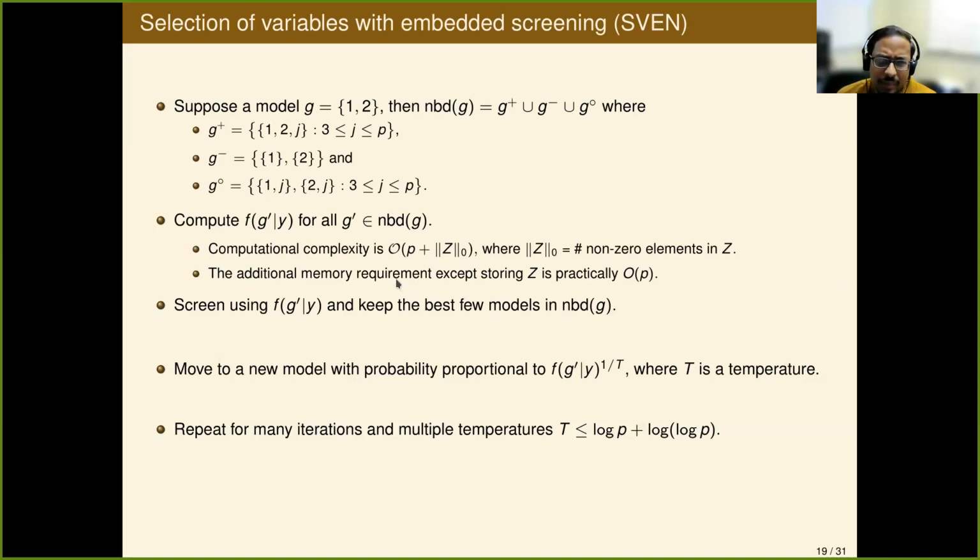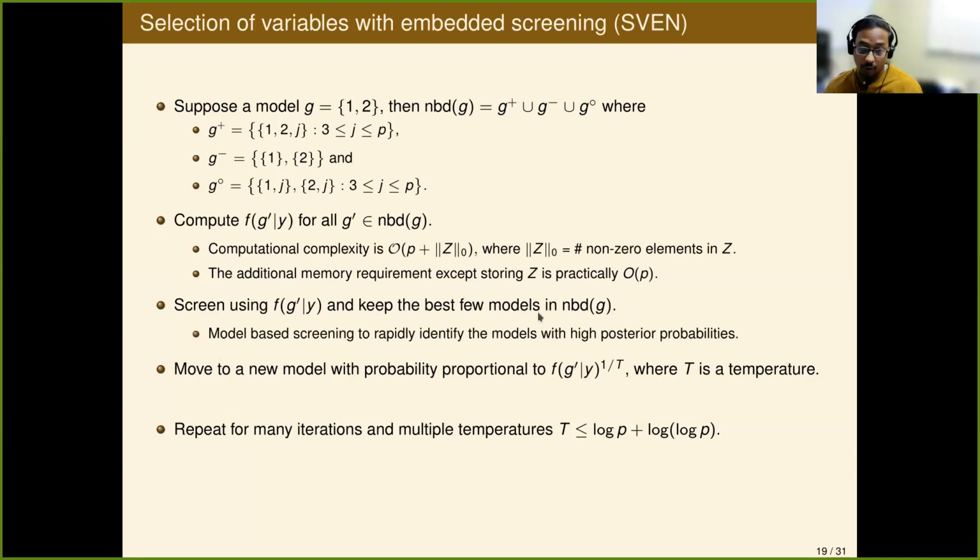In some sense, this method is matrix free, in the sense that we do not need to store any big P by P giant matrices. So the additional memory required, except storing Z of course, is practically big O of the number of variables P. So it scales linearly with the number of variables. We screen using G prime and keep the best few models. That's the model-based screening to rapidly identify the models with high posterior probability. So there's the screening step embedded in the Bayesian variable selection.